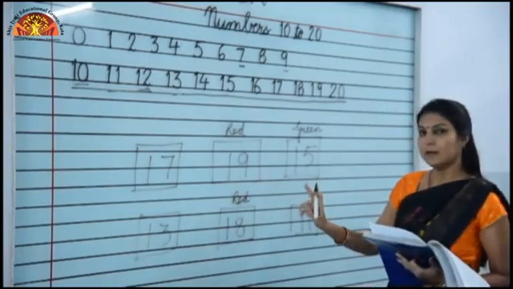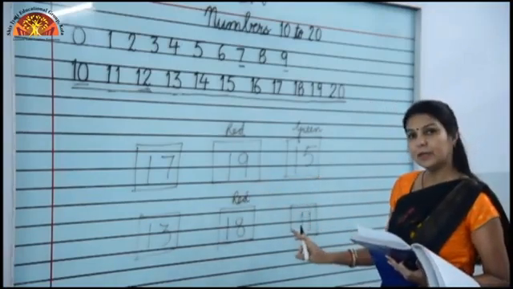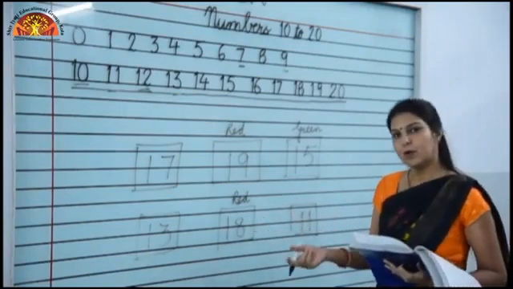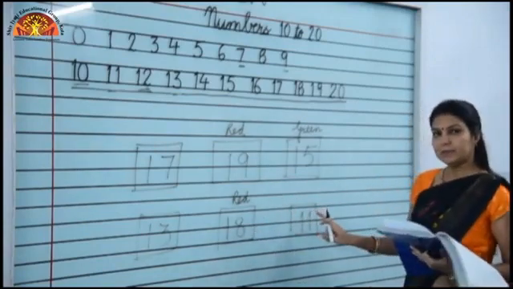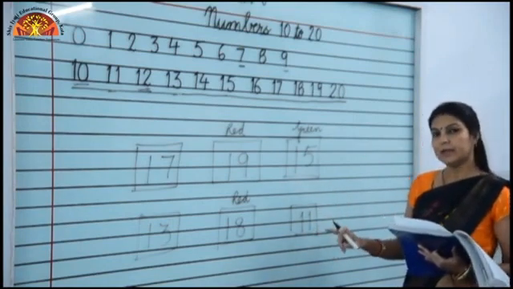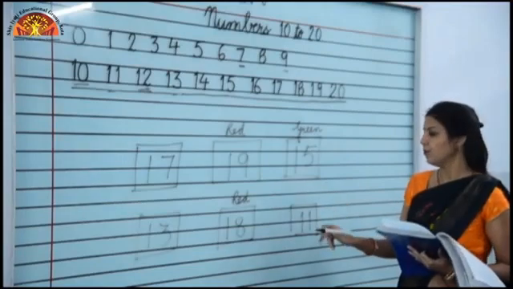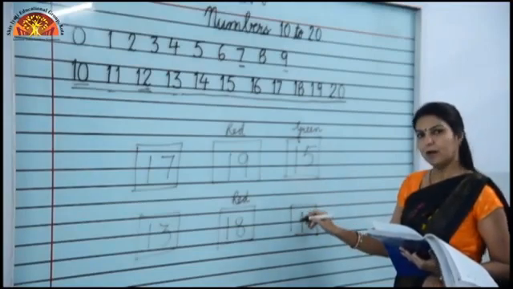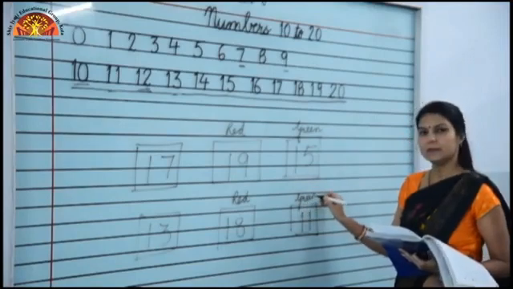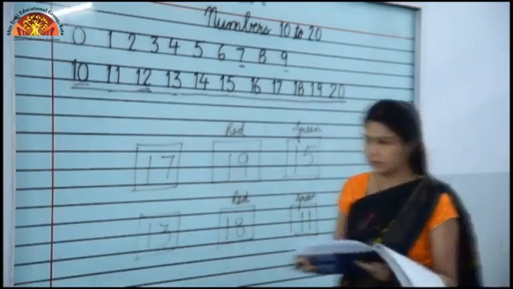And which number comes first in the counting among these three? That number will be smaller. 11 comes first and it is nearer to 0, and we can say it is closer to 0. So this will be smaller and we will fill green color inside it. I hope you have understood. Now see the next question.